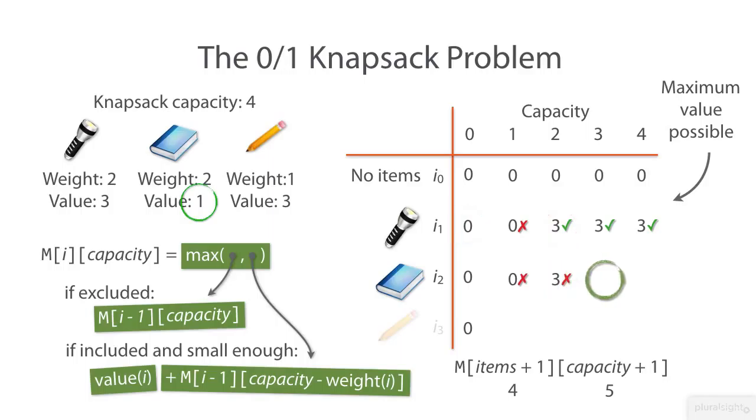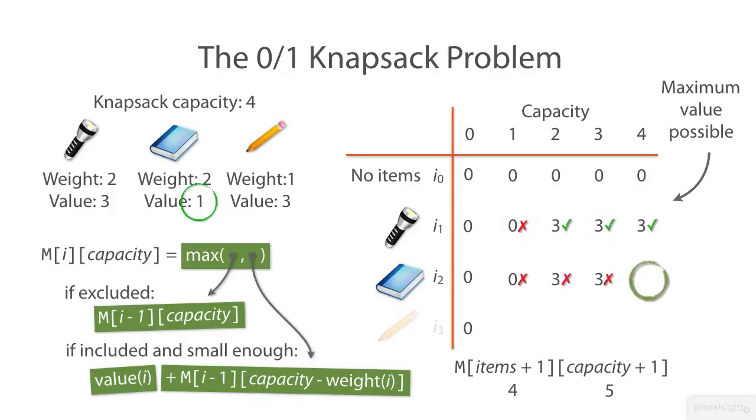Here the knapsack capacity is 3. Either we do not include the book, in which case the maximum value can be found in the row above, or the book is included, in which case the total value is the book's value of 1 plus the value obtained from the remaining capacity, in this case 0. Again, the largest value is 3, which comes from the row above. So we write 3 in the array and mark that we do not include the book.